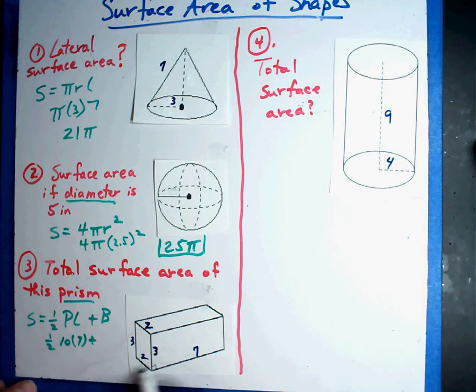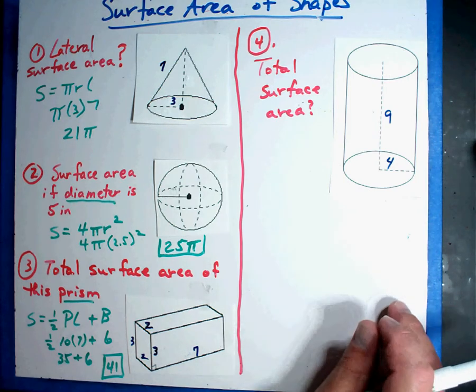Well, the area of a rectangle is length times width. So length times width, 3 times 2 is 6. So I've just got to add those numbers together. So 10 times 7 is 70. Divided by 2 is 35. Plus 6 is 41. There's my answer. My answer is 41.